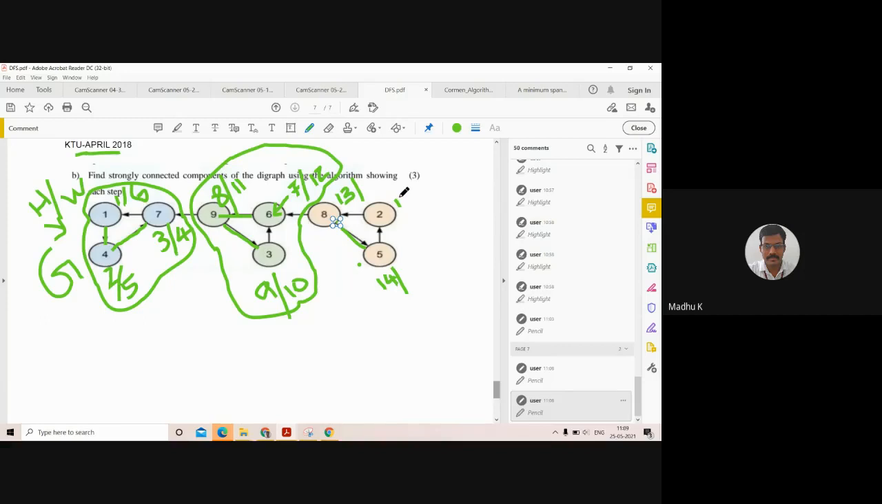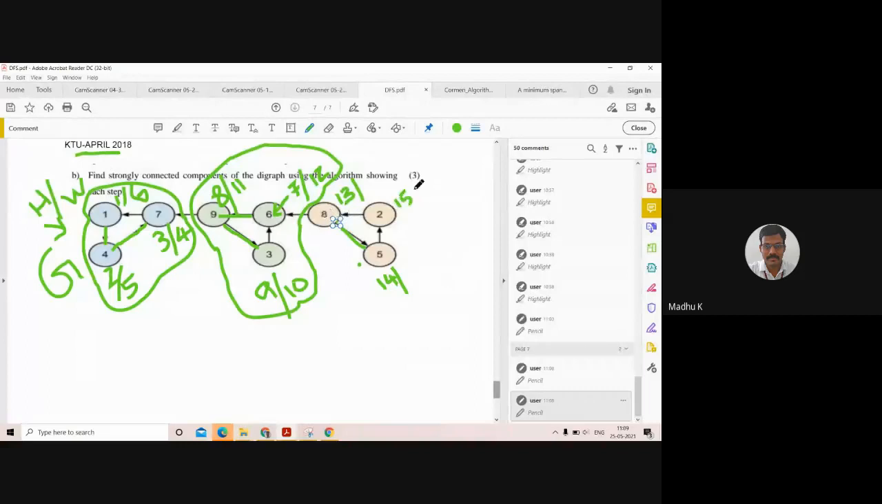Then I will try to explore from here, but it is already visited. Okay, so I finish it at first. 16, then it is 17. Okay, then it is 17, then it is 18. Okay, this is the DFS after performing.